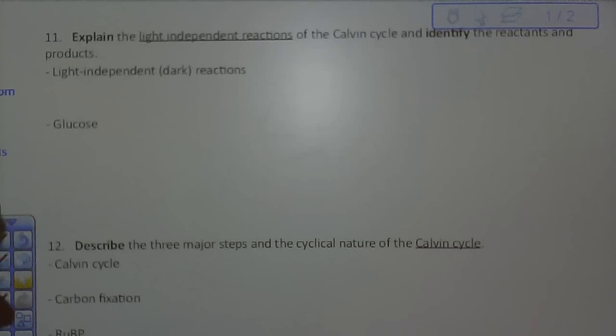Alright, this video is going to wrap up the photosynthesis unit. So part 3 of the notes come in here, and we're going to start right away with talking about the Calvin cycle. That is the focus for part 3 of the notes.